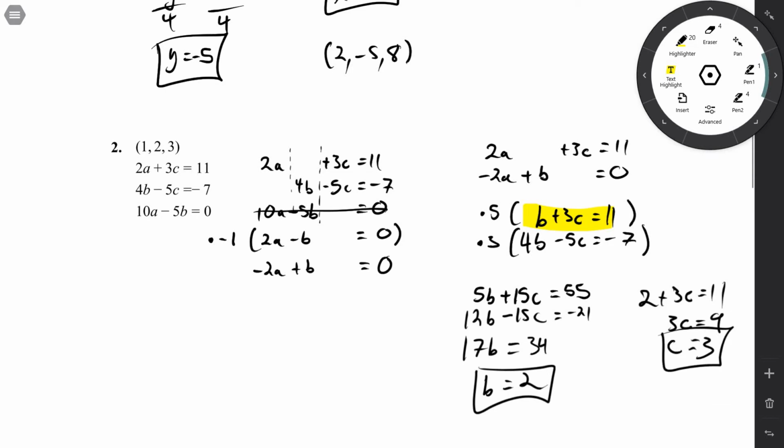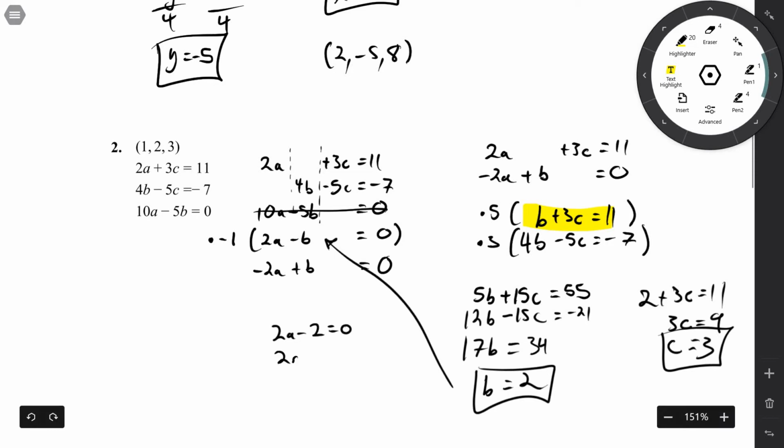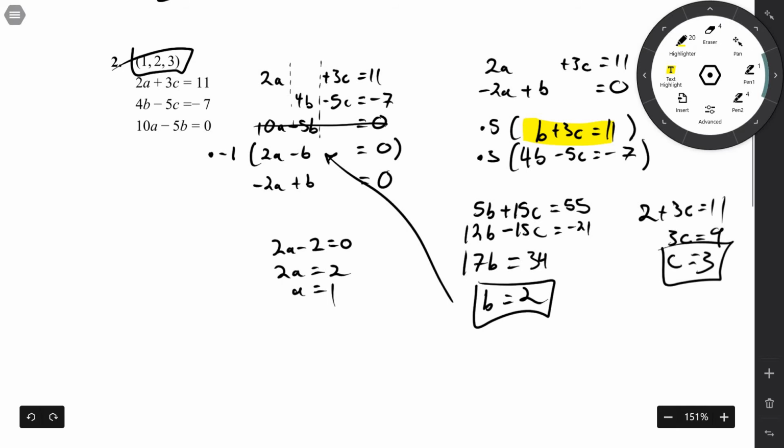We can plug the b into this equation right here. Now we can use either the 10a minus 5b or the 2a minus b. We'll get the same answer, no worries. So we'll do 2a minus 2 equals 0. So 2a equals 2. That means a equals 1. And that checks out with our ordered triple right up here. So if we wanted to write that out, let me move that down a little bit so we don't get confused. We would get 1, 2, 3.